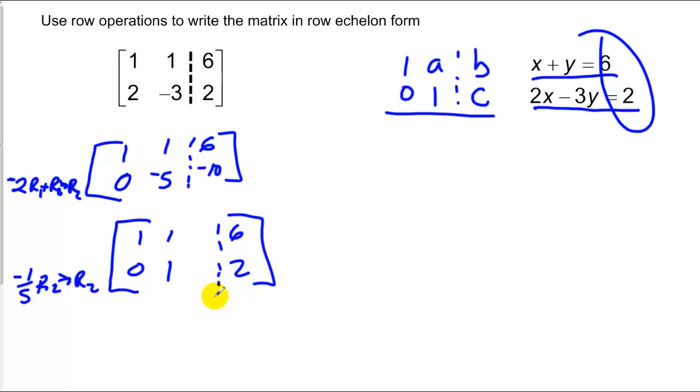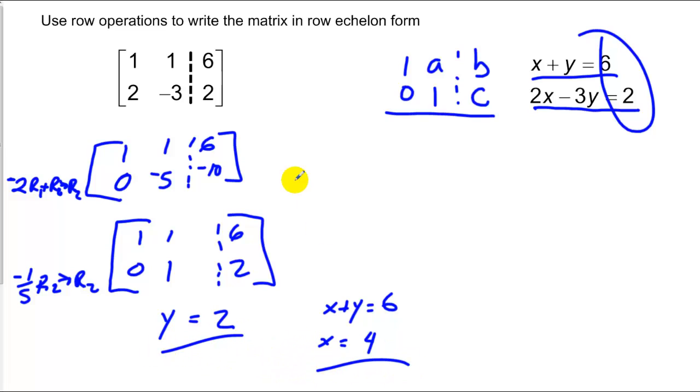Now notice what I end up with. I end up with a y value equaling 2, and then I have this system over here that's really x plus y equals 6. So if y is equal to 2, x is equal to 4. And now I have a solved system using these elementary row operations in this 2x2.